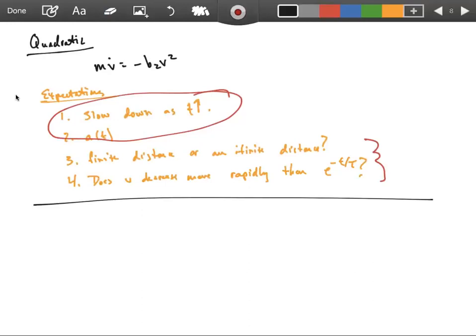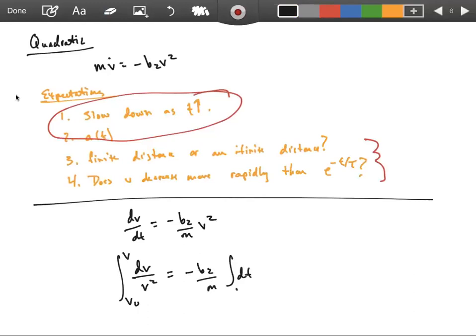In this case, again, let's divide both sides by m. I get dv/dt equal to minus b2 divided by m times v squared. Now again, b2 here is going to depend on things like the density and the cross-sectional area and all that good stuff of the object in the fluid, or the density of the fluid, I should say. But let's not worry too much about that. You'll derive that in homework. From here, separation of variables: I'm going to divide both sides by v squared and multiply both sides by dt. I get the integral of dv over v squared, from the initial velocity to the final velocity, equal to minus b2 over m times the integral of dt from 0 to t.